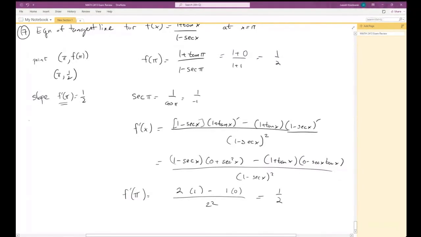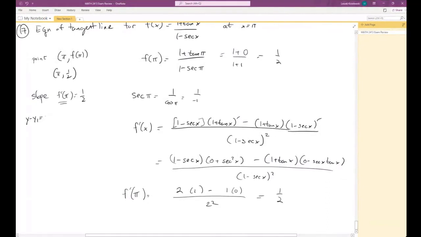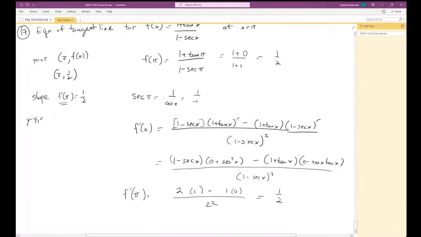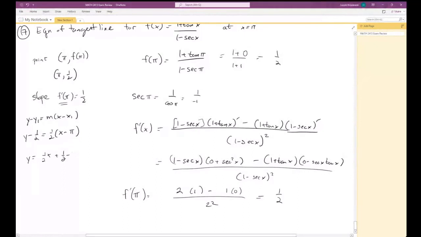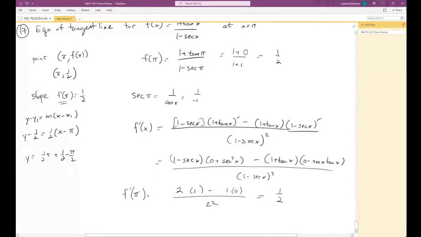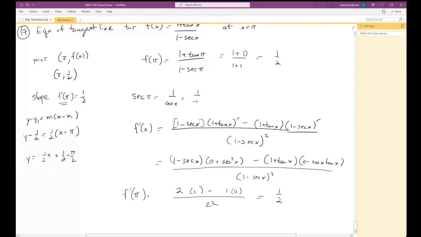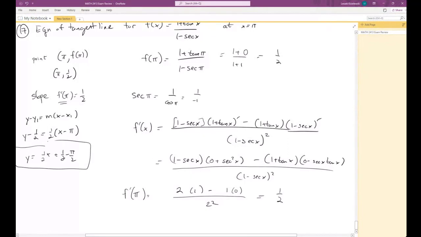There you go. So now we use the point-slope form of a line. y minus the specific y coordinate on our line equals the slope times x minus the specific x coordinate. And I guess write it in slope-intercept form if you must. Okay. Slope is a half, the y-intercept is 1 minus pi over 2.